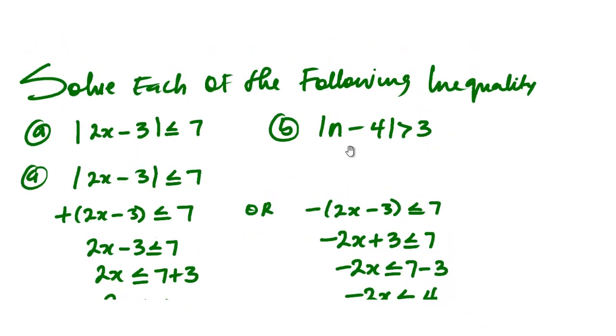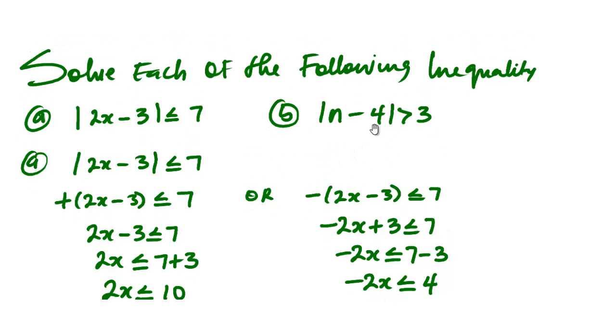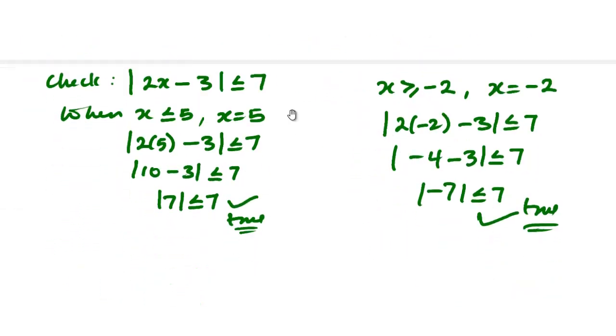Now, this one is actually a strong inequality. Less than or equal to and greater than or equal to are weak inequalities. They accept the number at their boundary, but this does not. So we have to be very careful. We have the absolute value of n minus 4 is greater than 3. So let me move to the next page.